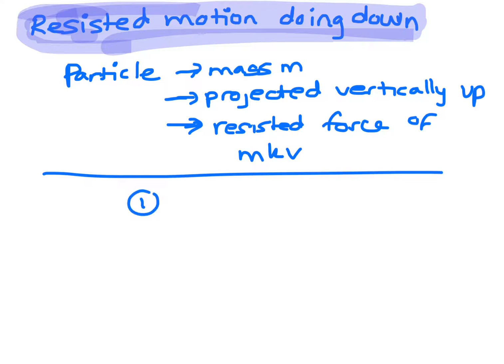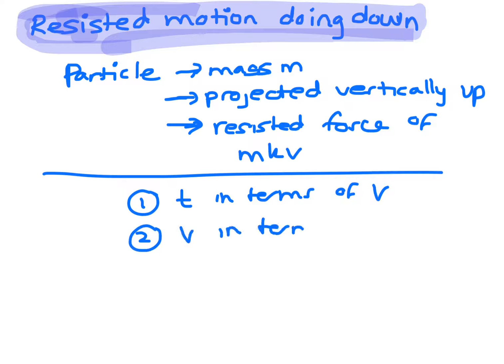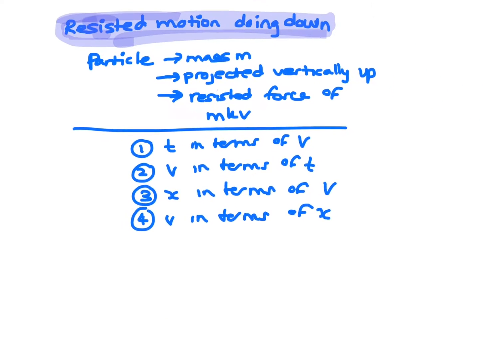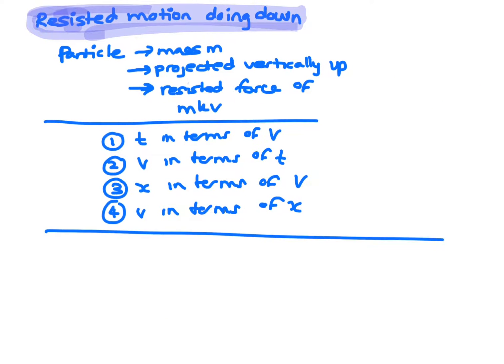Okay, so what we want to do is we want to be able to get T in terms of V, and then V in terms of T, and then X in terms of V, and then V in terms of X. So we're going to derive all of these equations.